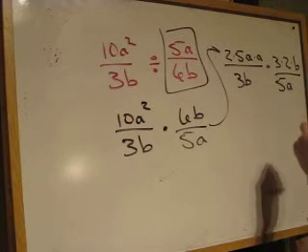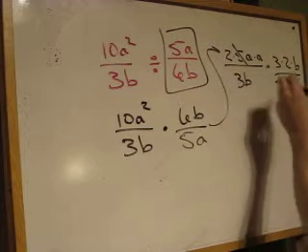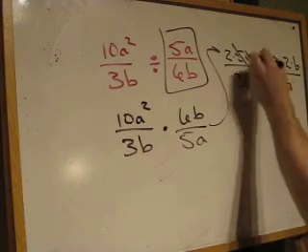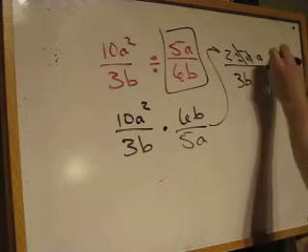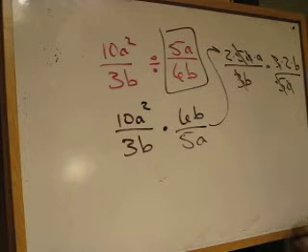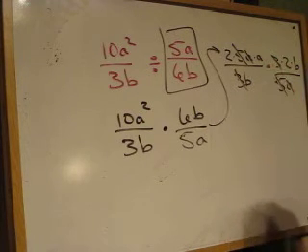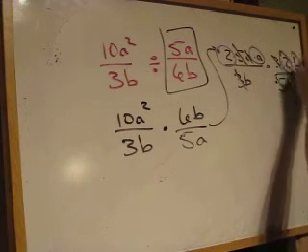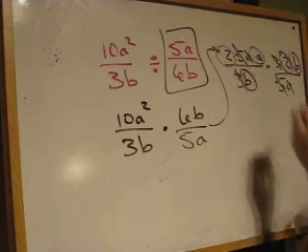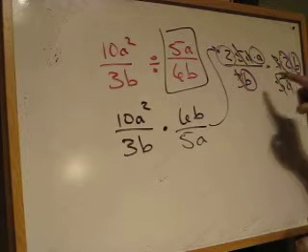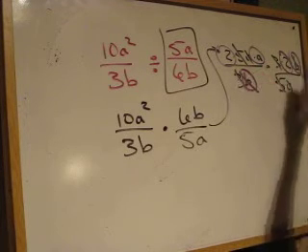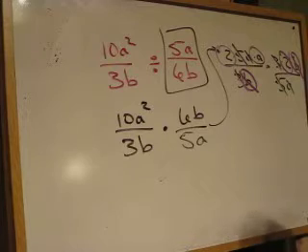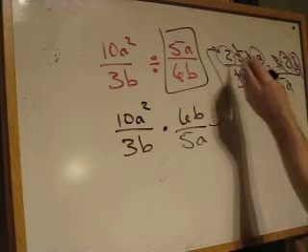Now let's see what we can divide out. We can divide out this 5 and this 5. I got an a up here and an a here. Got a 3 here and a 3 here, which leaves us with a 2, an a, a 2, and a b, and a b down here. Oh, there's a b here and a b here. Let's cross those out.